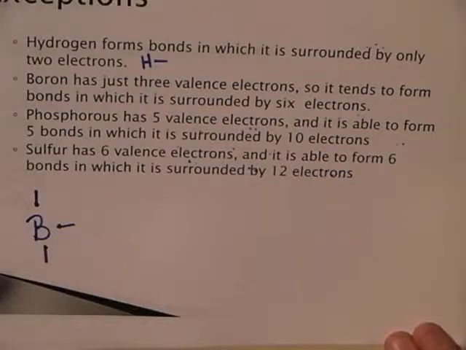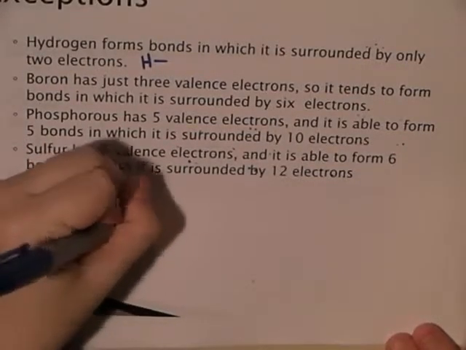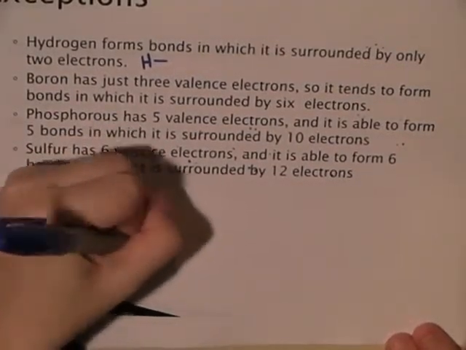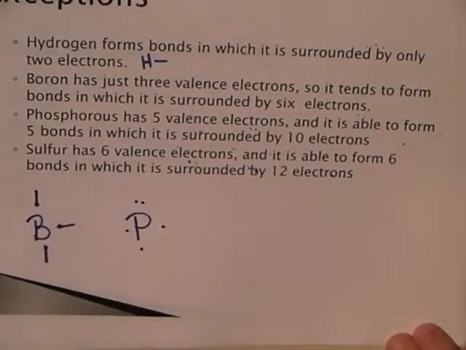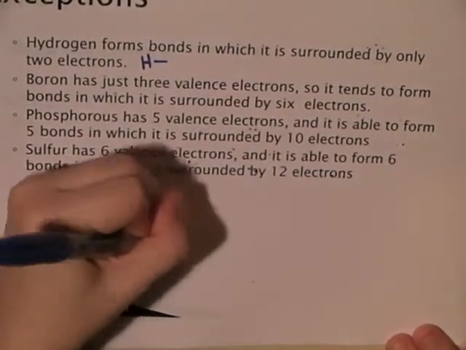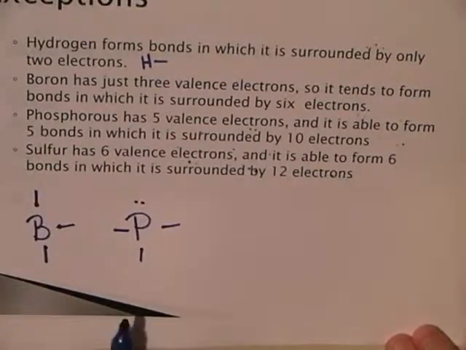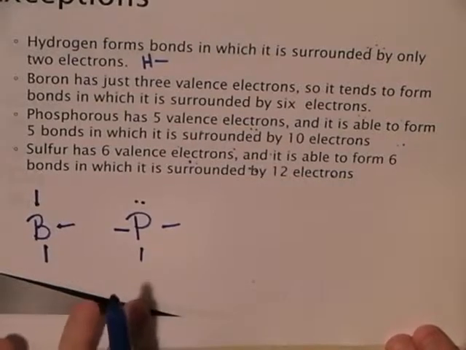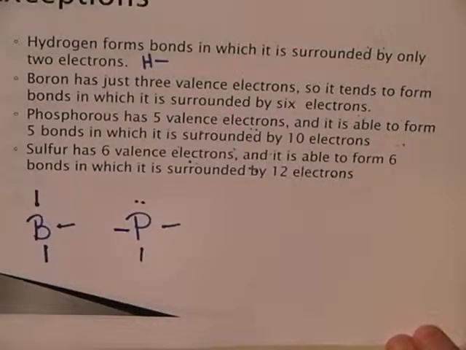Okay. The next one is phosphorus, and this is when we start to get a little crazy, but it happens. So phosphorus, we know, we draw its dot diagram, it's got 5 valence electrons. So what it's actually able to do, okay, we already know it can form 3 bonds. And it can do that. Phosphorus is totally fine doing that.